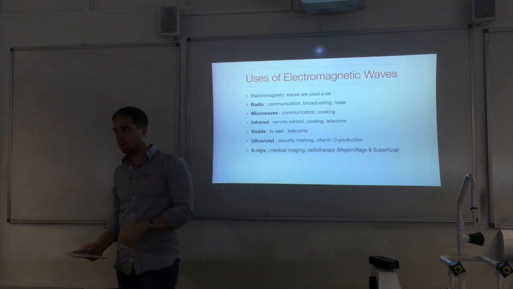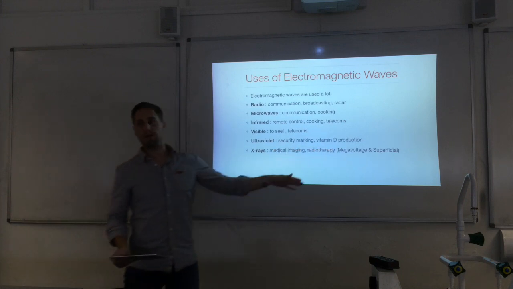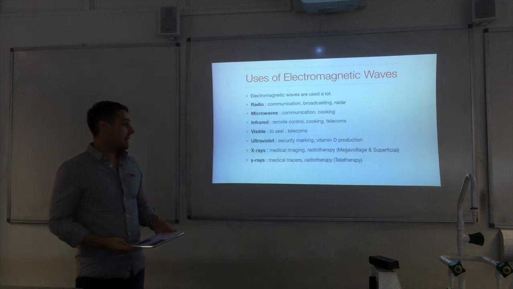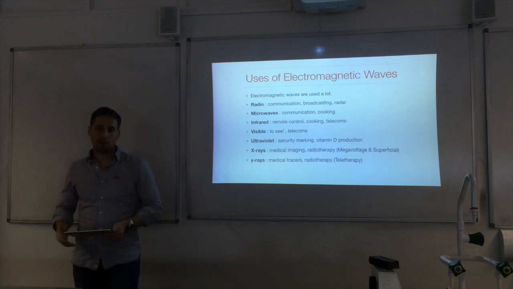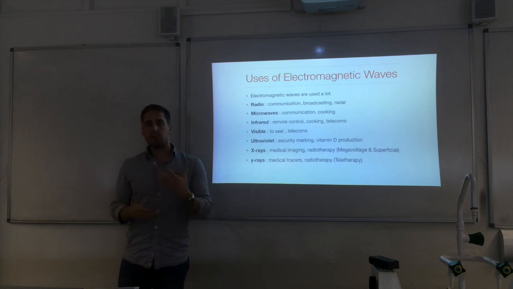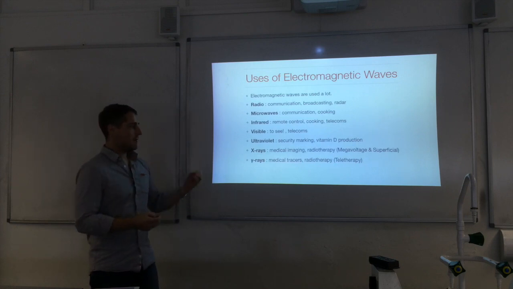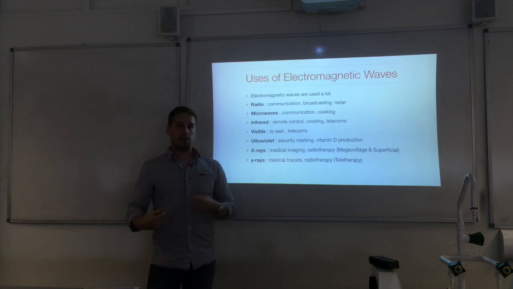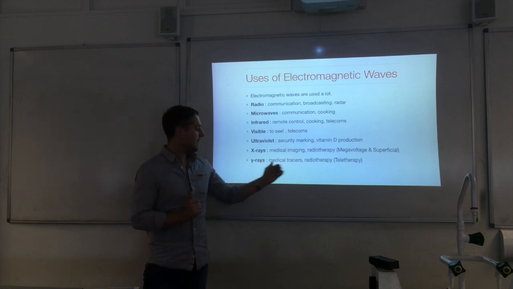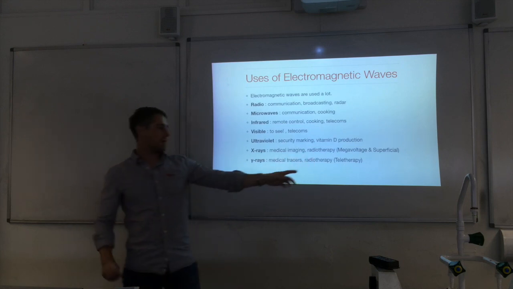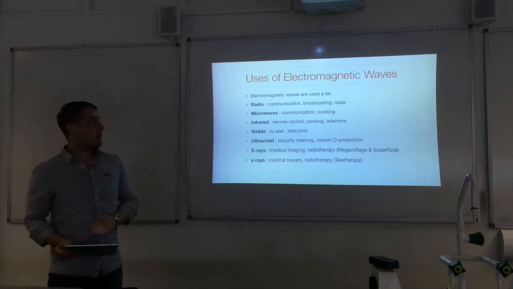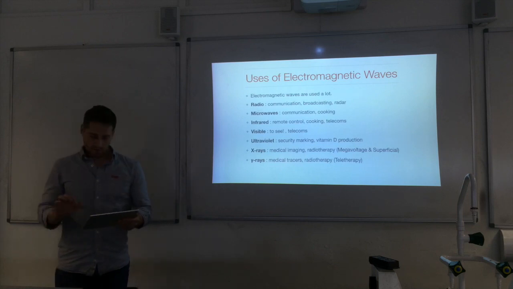There are two types of radiotherapy. It's used in megavoltage therapy and superficial, but that's just additional detail, you don't really need to know that. And then gamma rays, they're used in medical tracers, where you implant a tracer into the body that's going to move around a particular biological system in the body that you need to investigate, and as it moves through there, it's emitting gamma rays, and we detect the gamma rays so we can locate where it is in the body. And they're also used in radiotherapy. This is the third type of radiotherapy, which is called teletherapy. And those are some uses of electromagnetic waves.